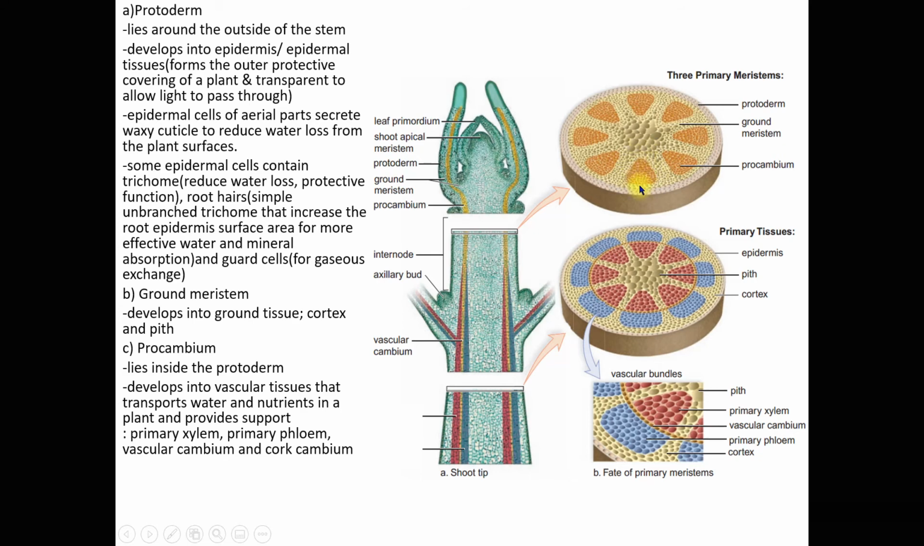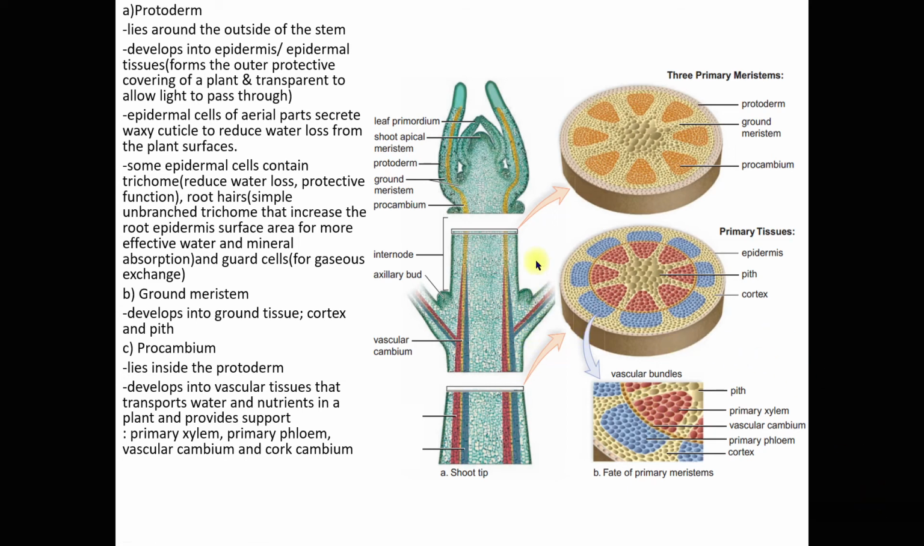And then this procambium, the orange one, develops into vascular tissues. These vascular tissues transport water and nutrients and provide support to the plant as well. I'm sure you have learned that vascular tissue consists of the primary xylem, primary phloem, and then vascular cambium and cork cambium. This is the vascular cambium, and the cork cambium is shown here.